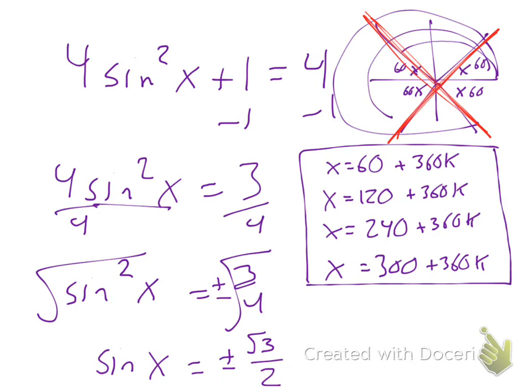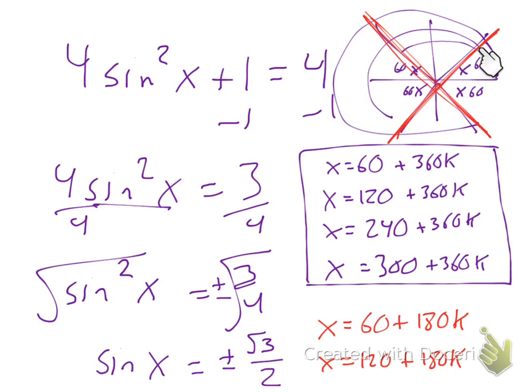So watch this. This is the cool thing. X could equal 60 degrees plus 180k. X could equal, not 240, but 120 plus 180k. Not every time, because with our other problems, this doesn't work. But take a look what happens.